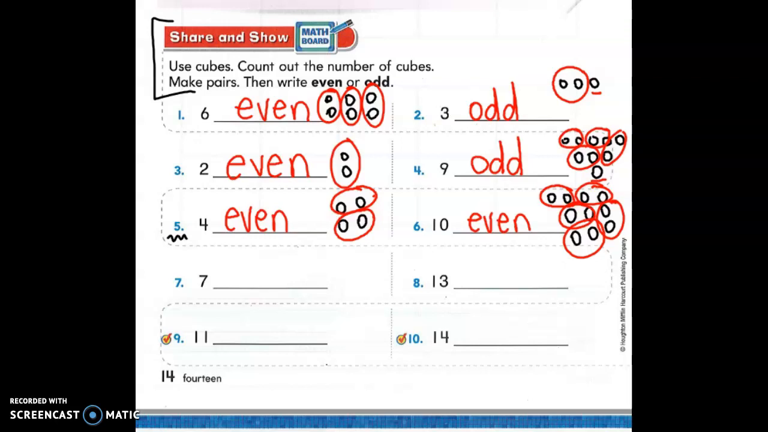All right, the next one is the number 7. I want you to go ahead and draw 7 and pair them up, find the buddies, and see what happens. 1, 2, 3, 4, 5, 6, 7. 2, 4, 6. Uh-oh, there's one left out. It is odd.